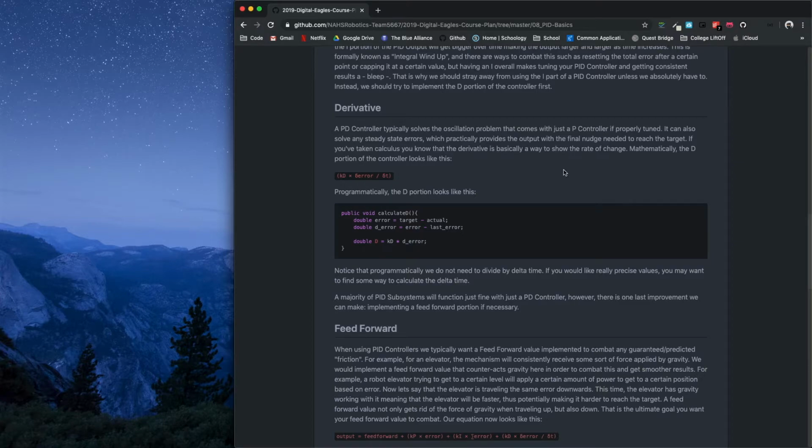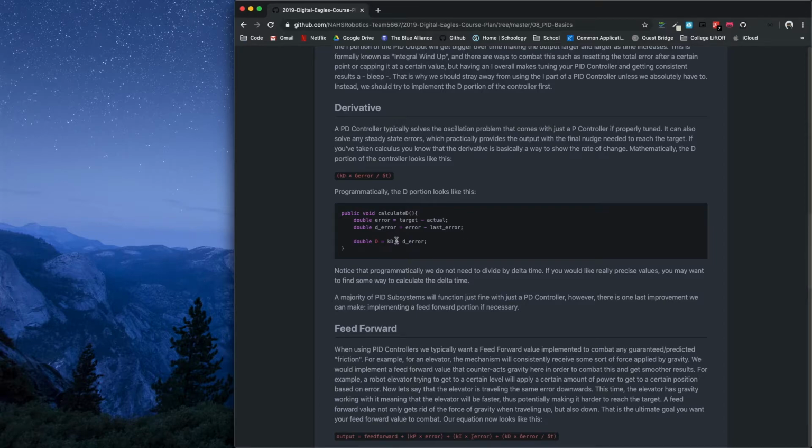But if you've taken calculus, you know that the derivative is basically a way to show the rate of change. And mathematically, it's just the change in error over change in time. But programmatically, it looks like this, which is the error, which is equal to the target minus the actual. And then the delta error is the current error minus the last error, right? So the last error here being some sort of value that we keep track of. And we would have to set the last error equal to the error after we get the delta error, so we can basically update this the next time we come around, right?